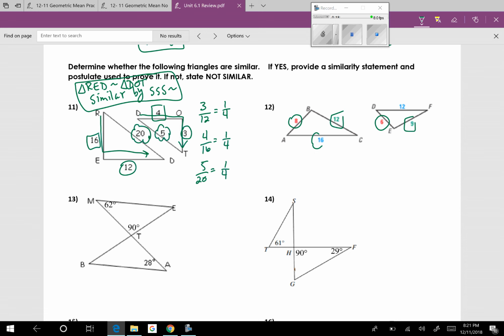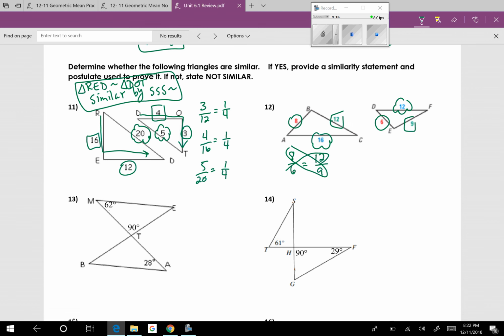And then the 16 matches with this other 12. So we're going to do big one over small one. So we do 8 over 6. And we need to see if that's going to be equal to our another ratio. So we'll do 12 to 9. So now look at your cross products.